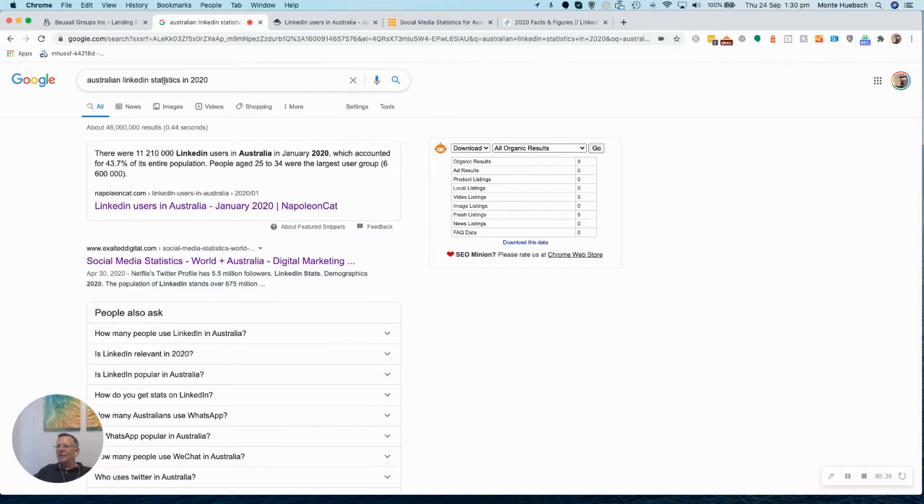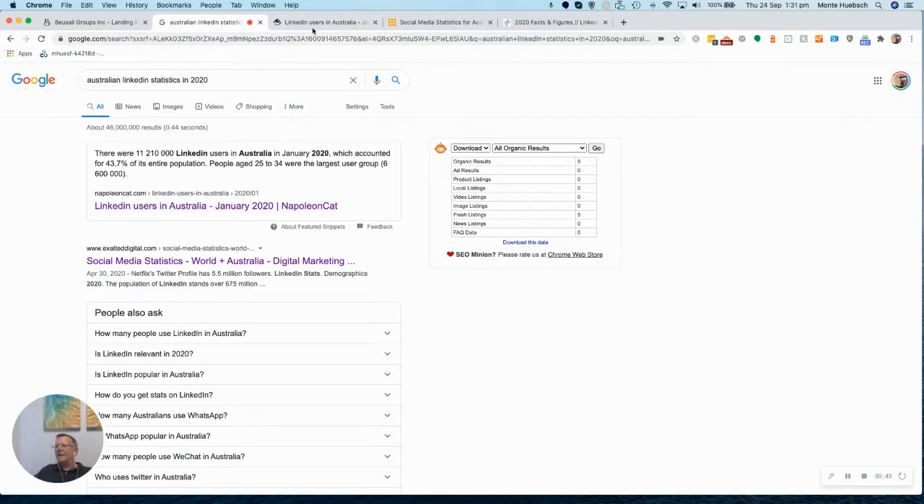So I put in Australian LinkedIn statistics for 2020. And you can see here a snippet comes up. There are 11,210,000 LinkedIn users in Australia in January 2020, which accounted for 43% of the entire population. And people aged 25 to 34 were the largest user group.